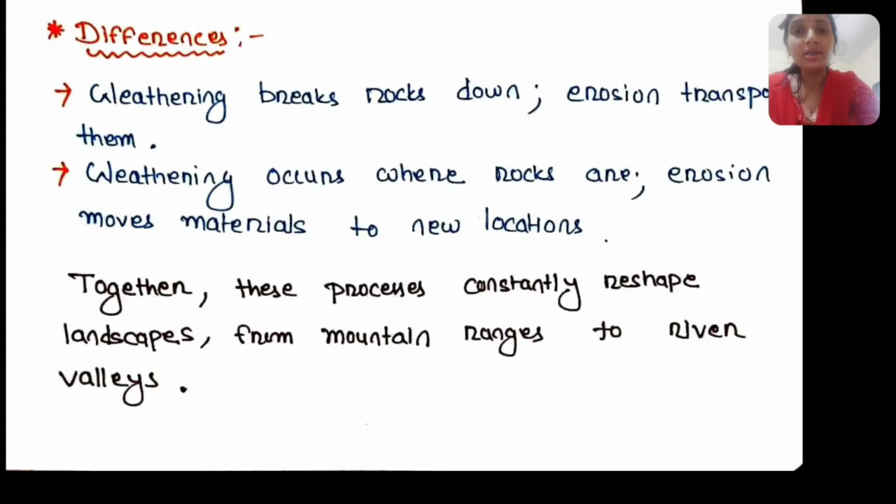Together, weathering and erosion constantly reshape the landscape of the earth, and they can change mountain ranges into river valleys. So they can change the landforms to a great extent over a period of time. So this is all about weathering and erosion.